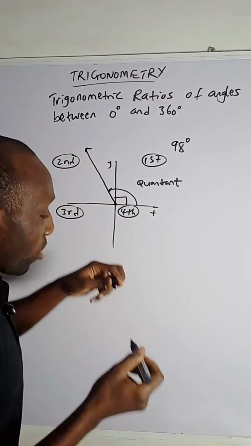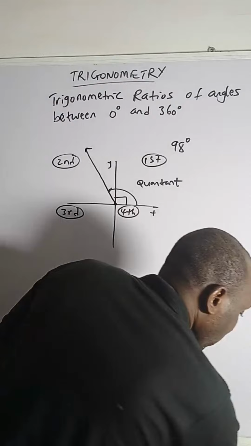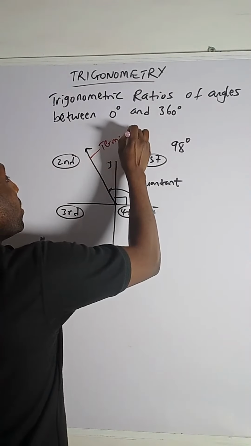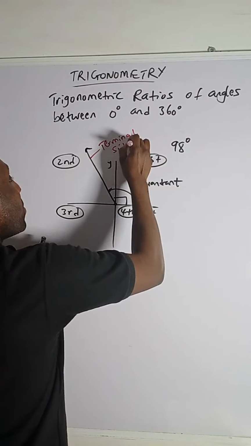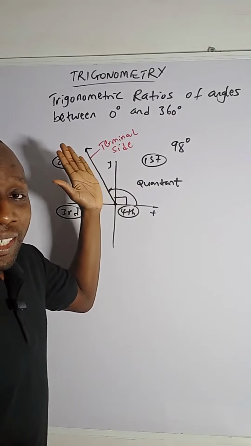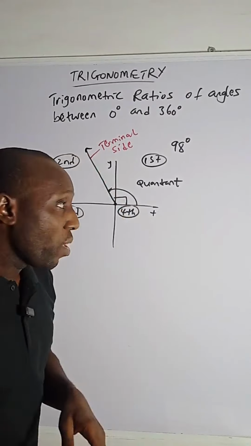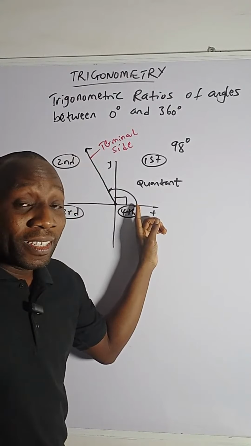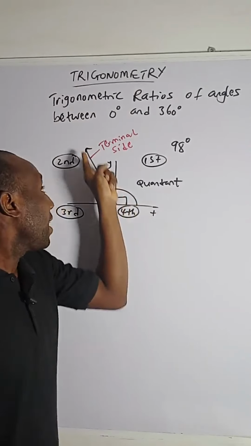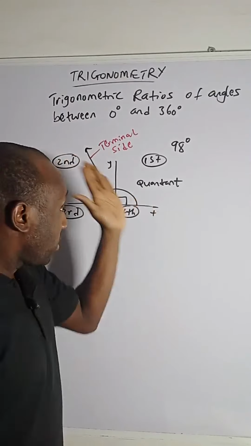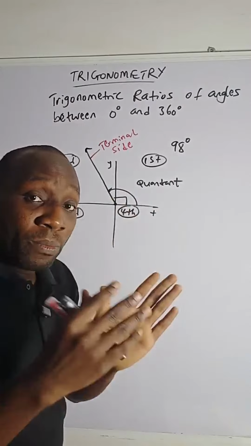So this line is called a terminal side. These are the terms I'll be using. If I say the terminal side, it is the line or the side that terminates the angle. Where did the angle start from? The positive x-axis, and we went anti-clockwise. So this line is called the terminating side, and it terminates the angle. It stops the angle at the required position.